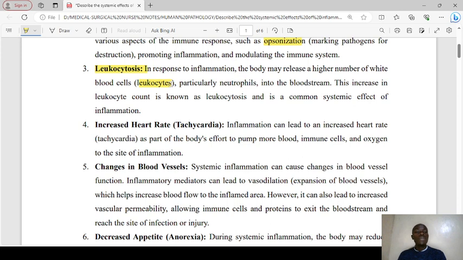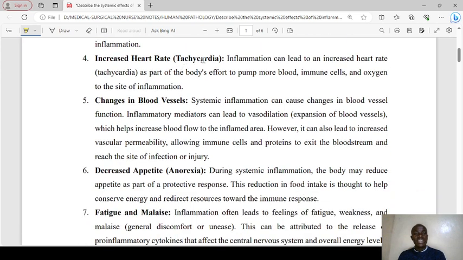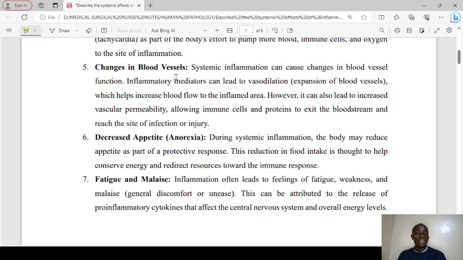A link will be popping up for the 7 steps of leukocyte recruitment. Number four, we have increased heart rate, that is tachycardia, where inflammation can lead to increased heart rate. And the essence of this is that it is part of the body's effort to pump more blood, more immune cells, and more oxygen to the site of inflammation.